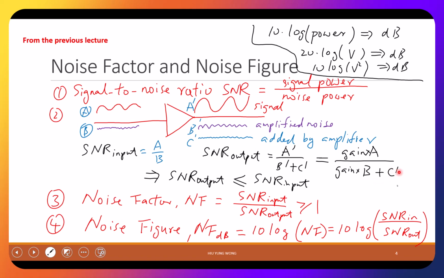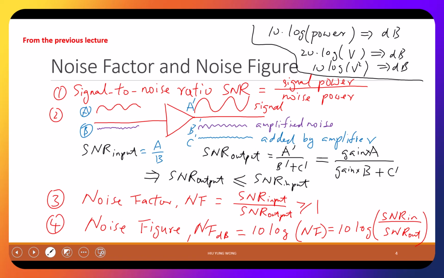But you have additional C dash. If you don't add any C dash, the gain will get cancelled out. You have the same signal to noise ratio. But because you add additional noise from the amplifier or any circuit that you are using, your signal to noise ratio is going to reduce, getting worse. Is this okay? Right, so we usually have smaller signal to noise ratio at the output than in the input.